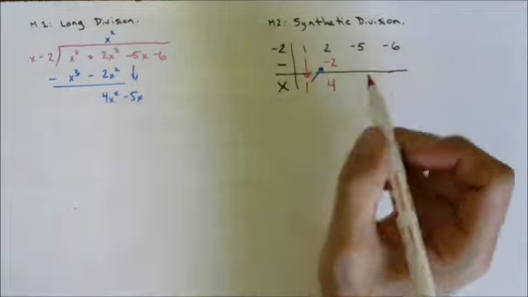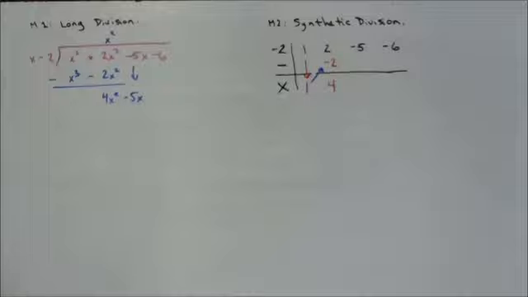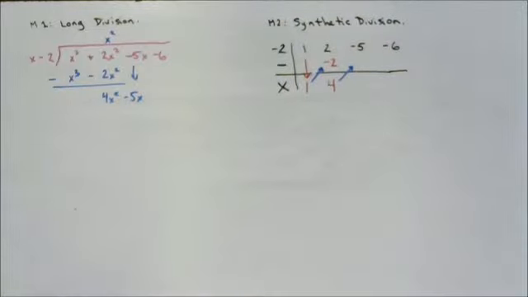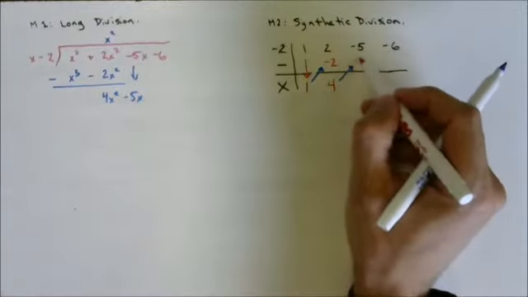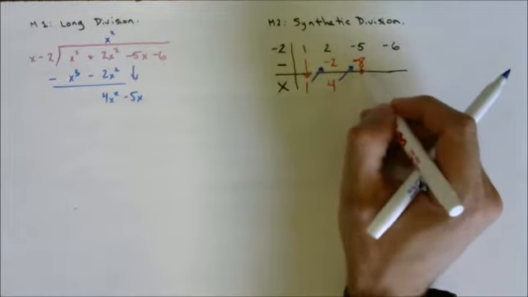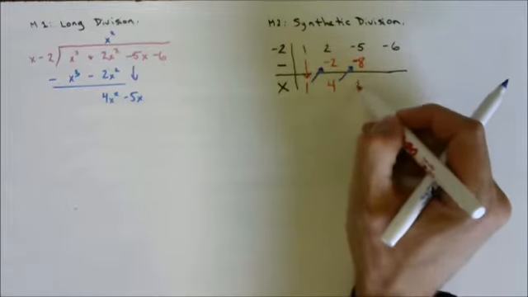Okay? And then we're going to times 2. 4 times 2 is 8. Now we go negative 5 minus 8, wait, negative 5 plus 8. That's 3.